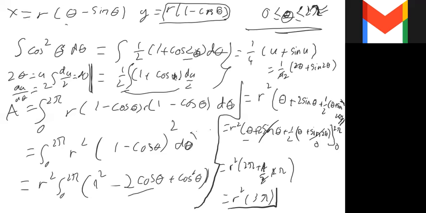Okay, so the area under the graph of this function right here would be 3 pi r squared.